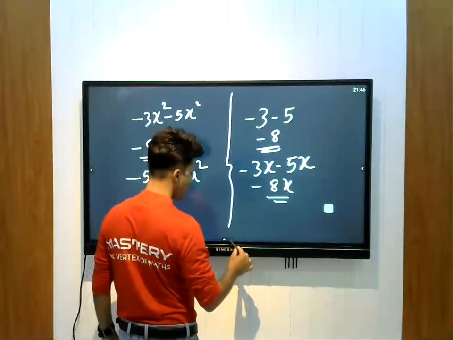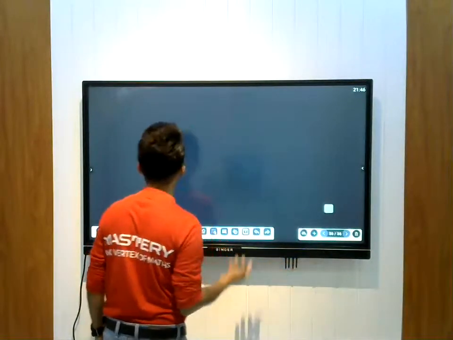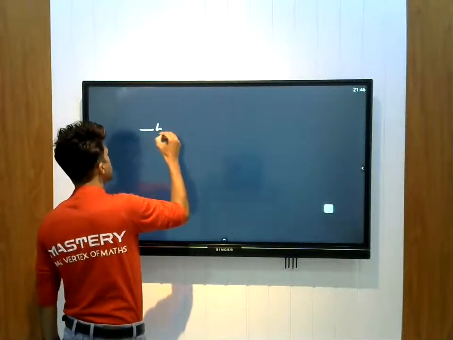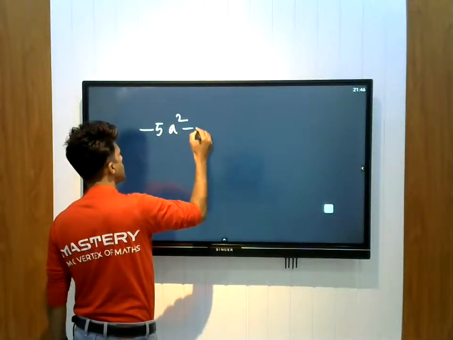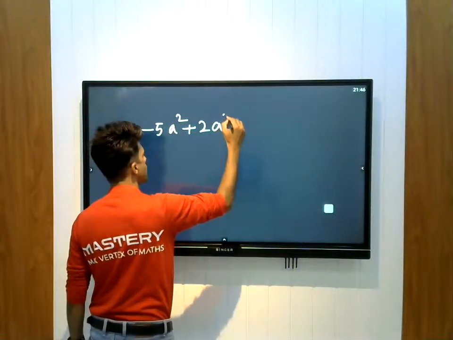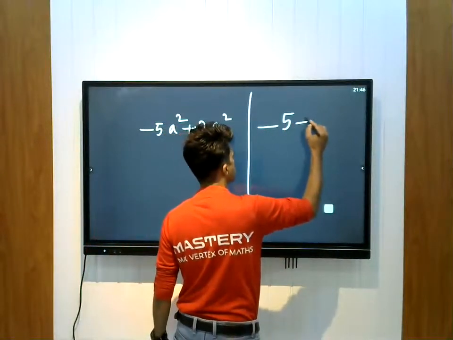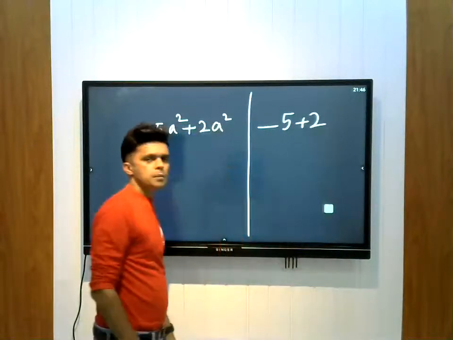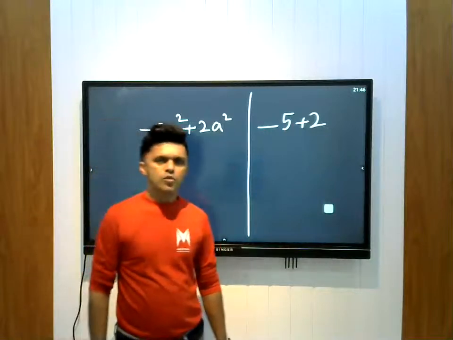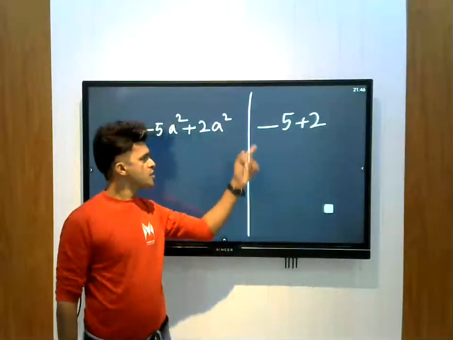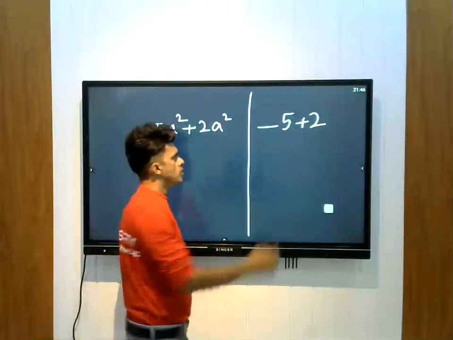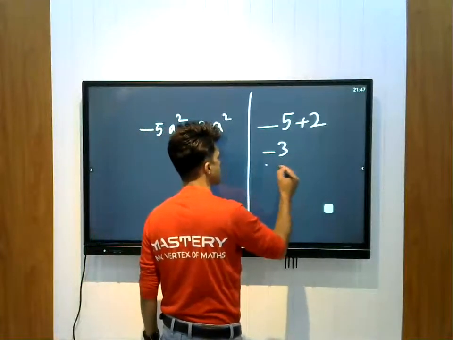How do you do this type of one? Minus 5a squared plus 2a squared. Minus 5 plus 2. What should be the answer here? Minus 5 plus 2. Yes, minus 3.